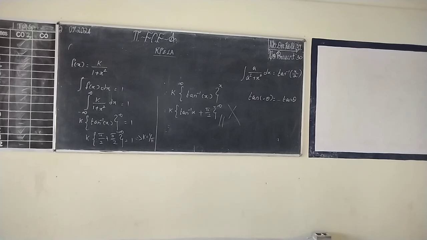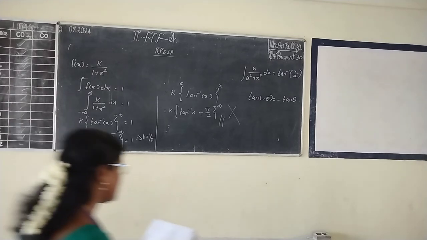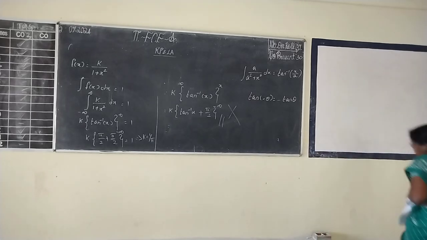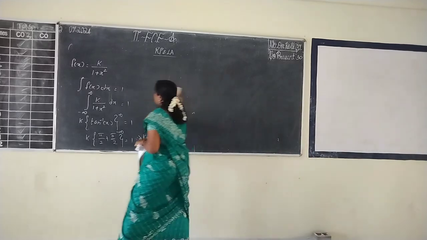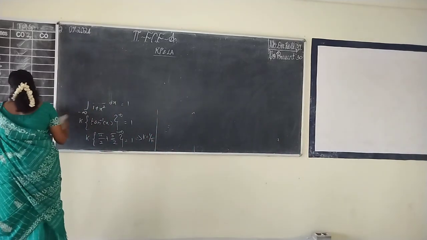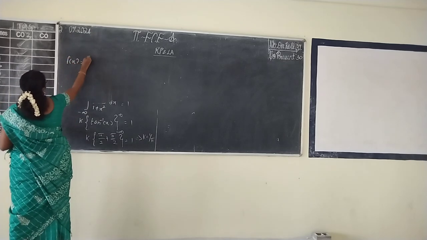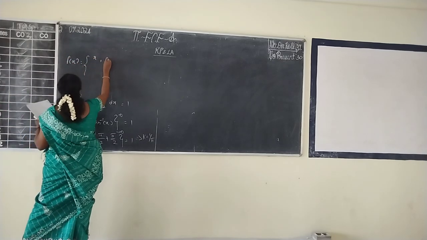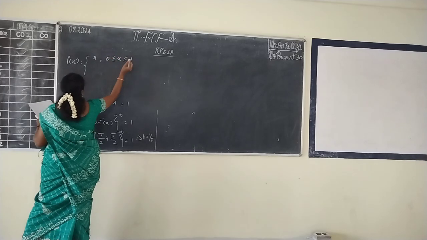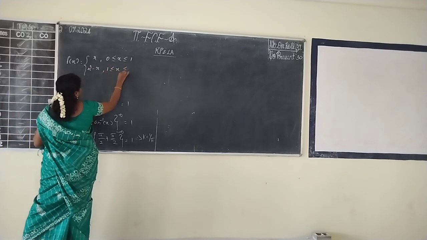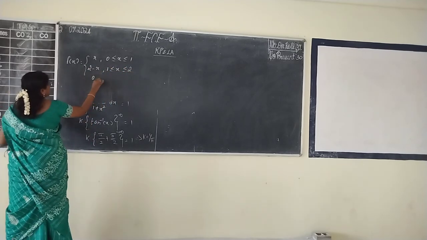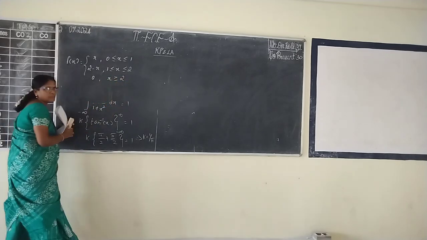Find the distribution function of x whose PDF is f of x is equal to x for the interval 0 less than or equal to x less than or equal to 1, 2 minus x for the interval 1 less than or equal to x less than or equal to 2, 0 for x greater than or equal to 2.